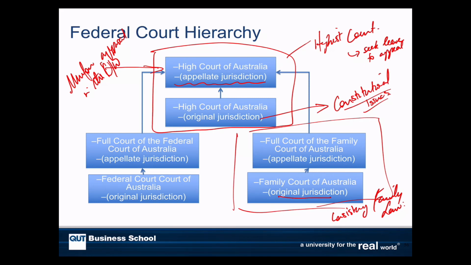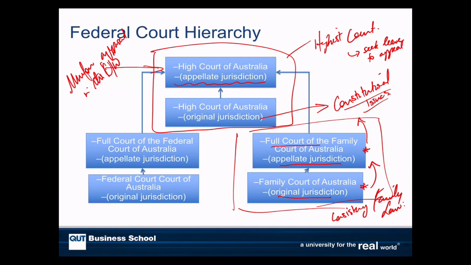So there's an original jurisdiction and an appellate jurisdiction, the full court of the family court. At first instance, your case would be heard here in the original jurisdiction. If you weren't happy with the decision, you could appeal to the full court. If you still weren't happy, then you could seek leave from the High Court to hear it. And if there was an important legal issue, they might hear it.